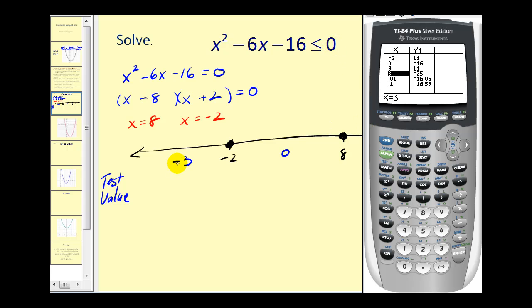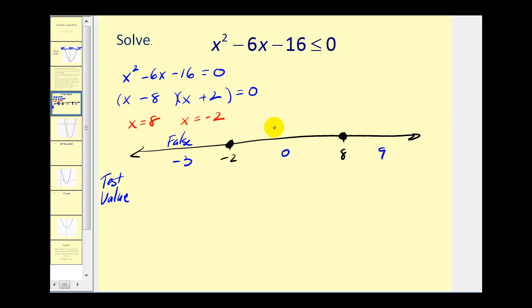So we have false here, true here, and false to the right. Let's go ahead and record that. This was false, this was true, and this was false. Since it was true when x equals 0, this entire interval is true, and therefore the solution to this quadratic inequality. Here's the graph of the solution.